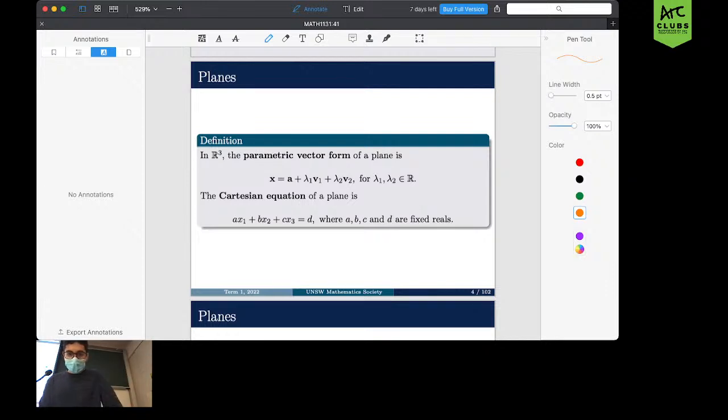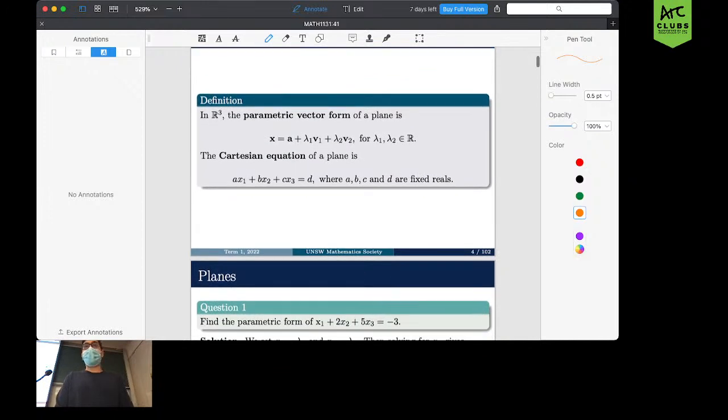It's given by vector x equals vector a plus lambda 1 times vector v1 plus lambda 2 times vector v2, for some real scalars lambda 1, lambda 2. Vector a is the position vector of any point on the plane. This is really important. You can choose any point that lies on the plane, and that could be your vector a. Vectors v1 and v2 we call the direction vectors of the plane. What does this mean? This means that they are both parallel to the plane, but they cannot be parallel to each other. Otherwise, you'll just get the span of a line, which we do not want.